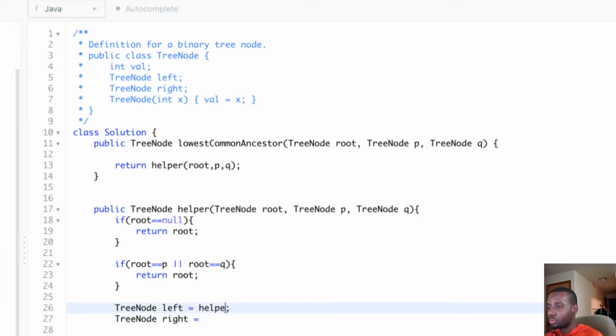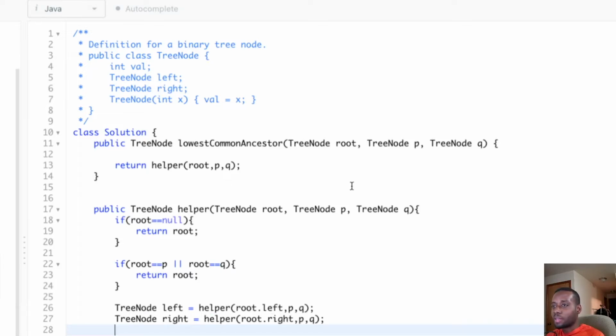So helper. We're going to pass in root.left, so we check our left subtree. We're passing P, we're going to pass in Q, and we do the same thing on the right: P, Q. And then we return the root? No, we're not done yet. We check both our left and right.